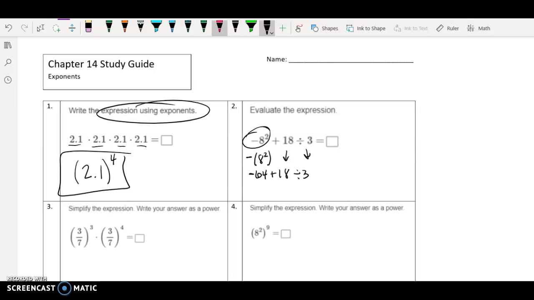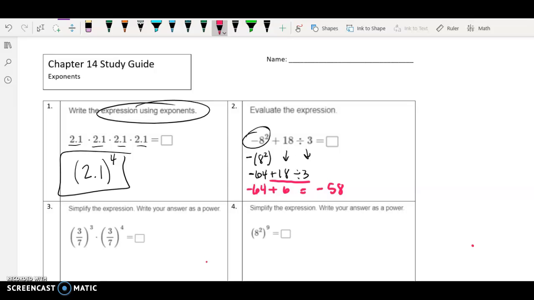So now we're going to do division. That's our next in line in our order of operations. So 18 divided by 3 is 6. So we have 6 plus negative 64. And that gives us negative 58.